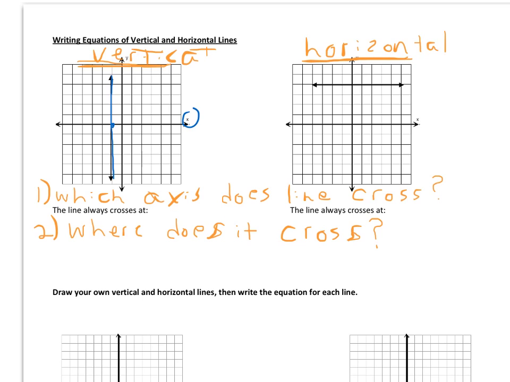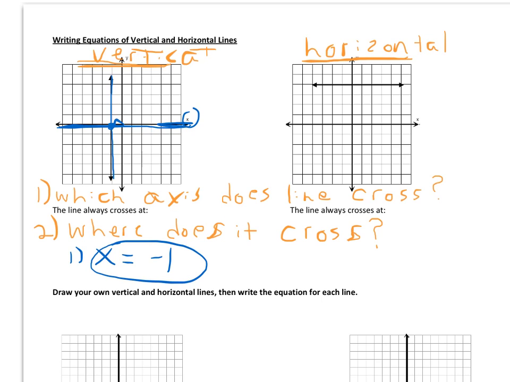So again, we ask ourselves, which axis does it cross? And the answer to number 1 was the x-axis. The second question was, where does it cross? If we look at the x-axis, which is the axis running left and right, where does it cross? Right here. If you start at the origin, you go left 1. So it crosses at -1.